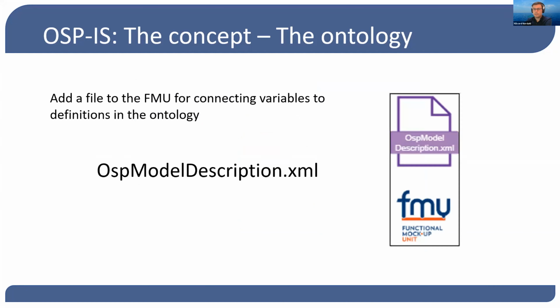So how do you add the semantic information to your FMU? Well, our solution is to add an XML file called OSP Model Description XML to the FMU, where links between the FMU variables and the ontology are defined. You might ask, doesn't that mean more work? I mean, since we have to make another file? The answer is that overall, this will reduce the workload significantly because the OSP Model Description XML file is made only once by the model developer, while every user of the FMU no longer needs to spend time figuring out the meaning of variables and how they should be connected.